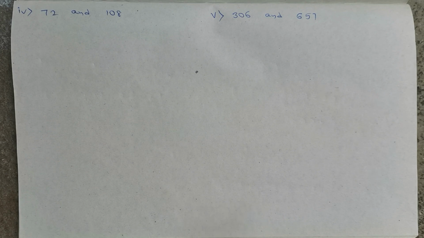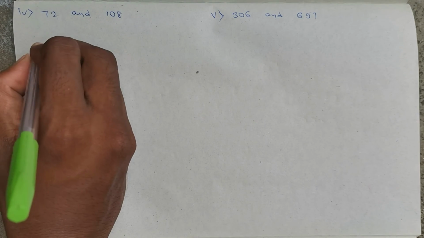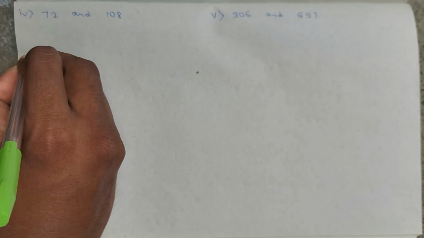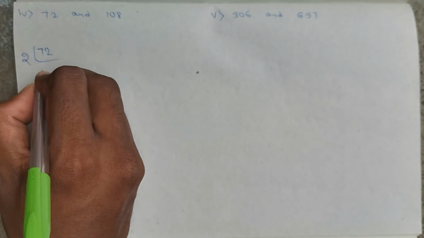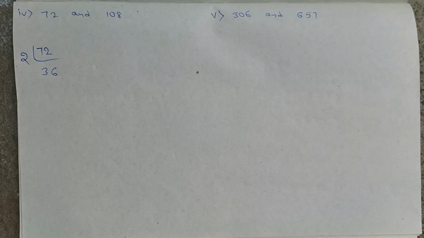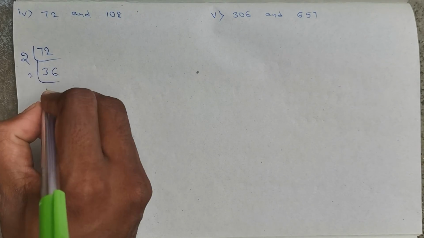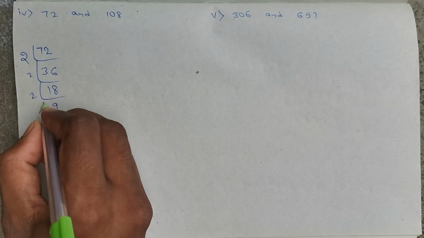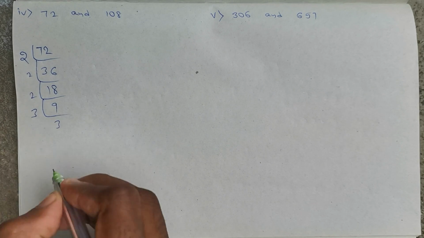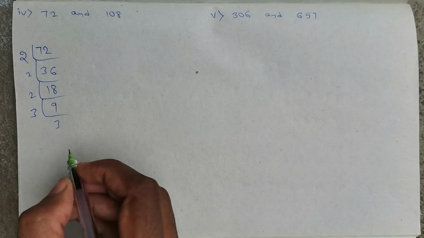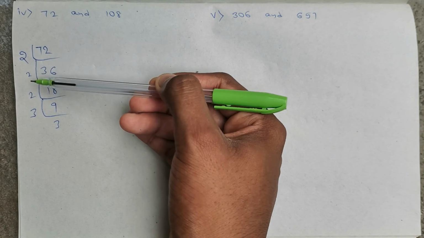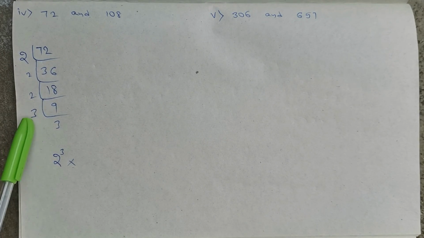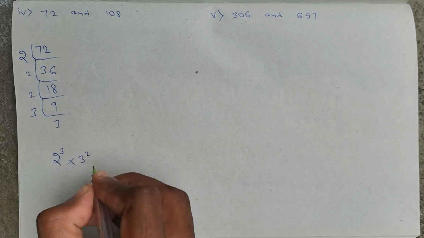Okay, the next question is 72 and 108. First, let us do the prime factorization for number 72. If we take the first prime number 2, 2 36s are 72. Next, 2 18s are 36. 2 9s are 18. 3 3s are 9. So 72 is equal to 2 is there 3 times, so 2 power 3, into 3 is there 2 times, 3 power 2.